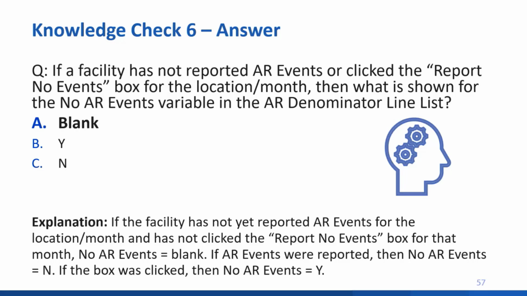The answer is A, blank. If the facility has not yet reported AR events for the location and month and has not clicked the report no events box for that month, then no AR events is blank. If AR events were reported, then no AR events would equal no. If the box was clicked, then no AR events equals yes. It can get a little confusing.